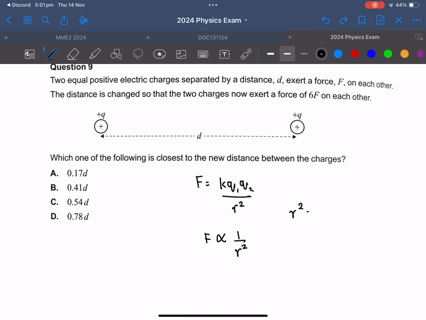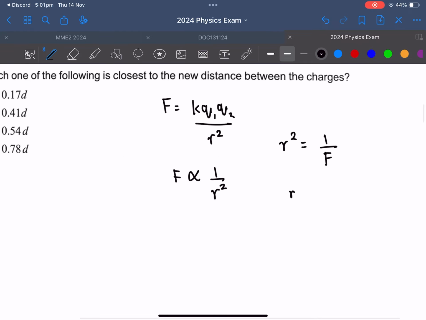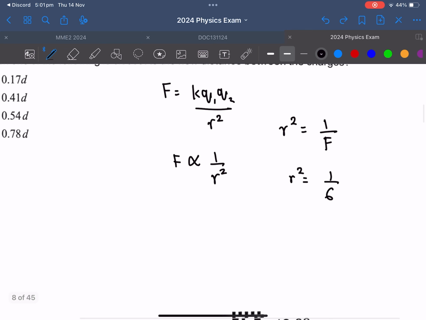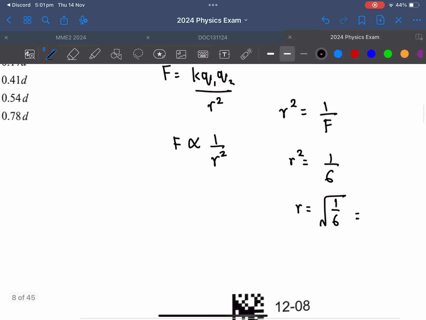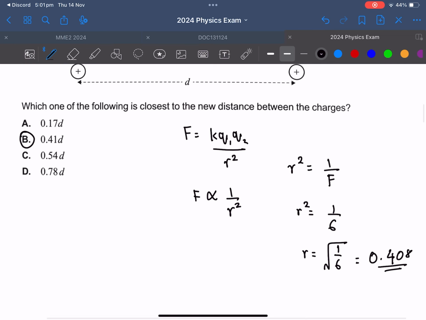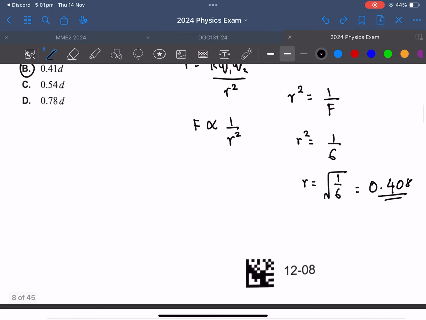So R squared is going to be the subject, equal to 1 on F. Now, we are multiplying the force by 6, right? So rather than F, I'm just going to say R squared is equal to 1 on 6, because we are multiplying the force by 6. And now we just solve for the value of R, so the square root of 1 on 6. Let's see what the calculator gives us. So 1 on 6. So I get 0.408. Yeah, so it's going to be option B for this. Yeah, so I just use this kind of thing to solve proportionality problems, it makes things a lot easier. Okay, moving on.